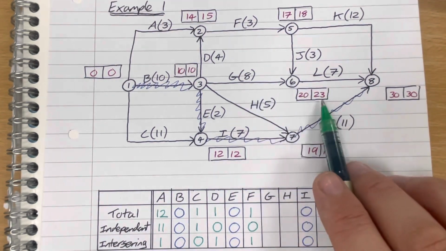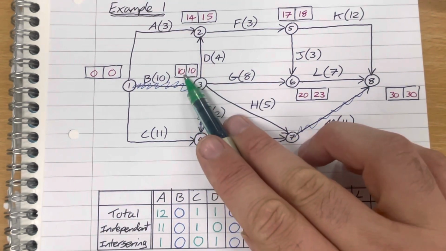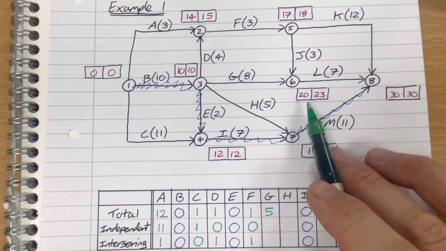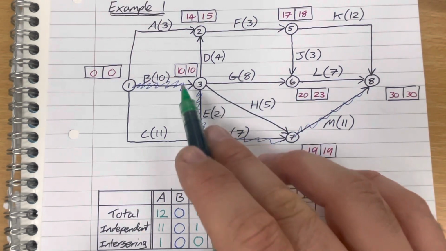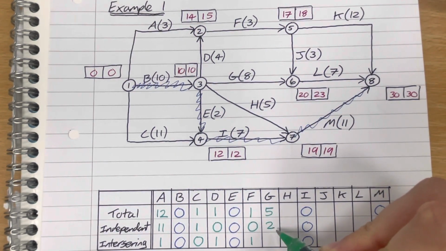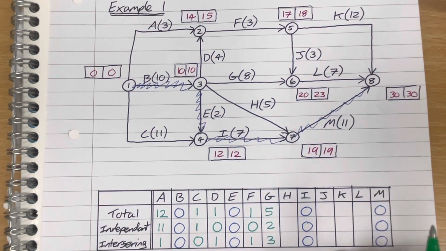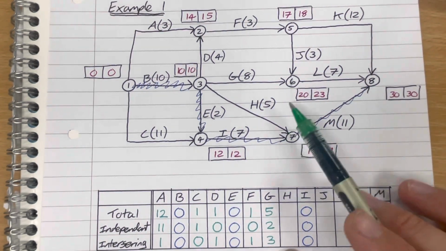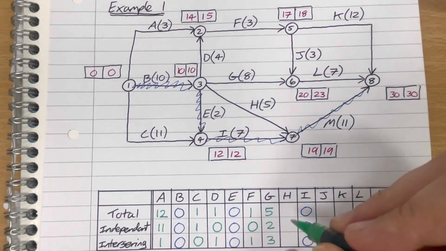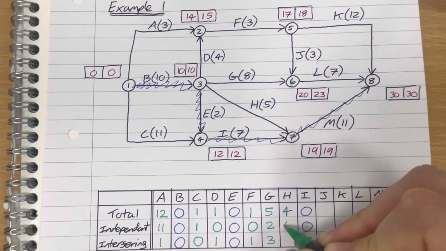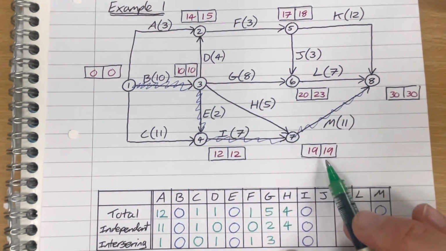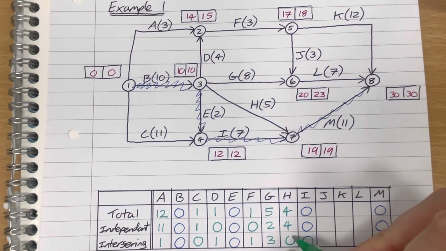Activity G is going to be 23 minus 10 is 13, minus 8 is 5. So it's got a total float of 5. The independent float is 20, the inside number. Subtract 10, subtract 8, which is 2. So it's got 2 independent float, and then it's got 3 interfering float. H, 19 minus 10 is 9, subtract 5 is 4, so it's got a float of 4. The independent float calculation will be the same, because both start node and end node are part of the critical path, so it's got double numbers, which means it's got no interfering float.